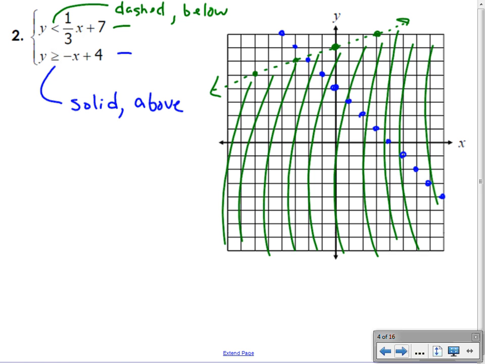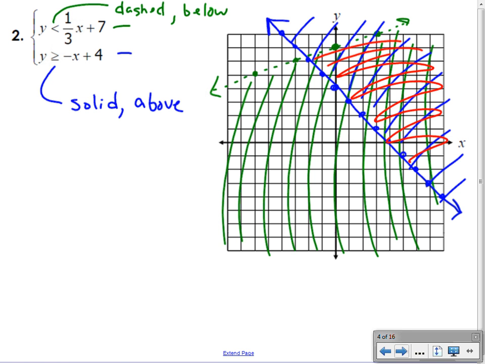Okay, and this time we said it's a solid line. And we said we're shading above. So the overlapping shaded region is right in here. Now, here's the thing. We said last time that we're looking for solutions. We're looking for points in this overlapping shaded region. So any point that falls in this red shaded area.